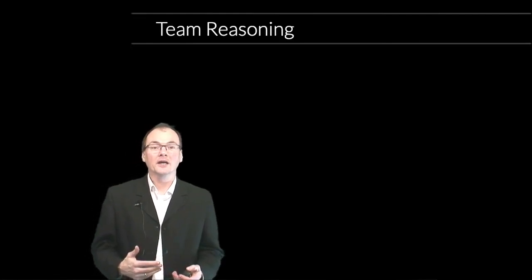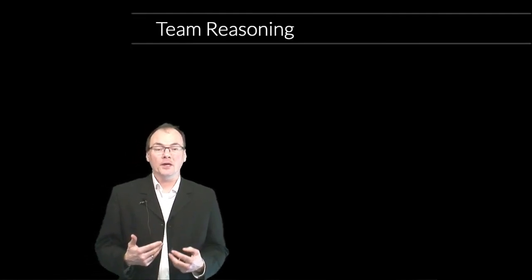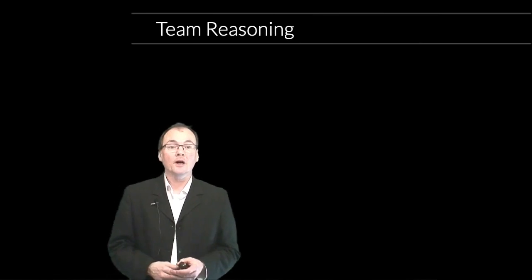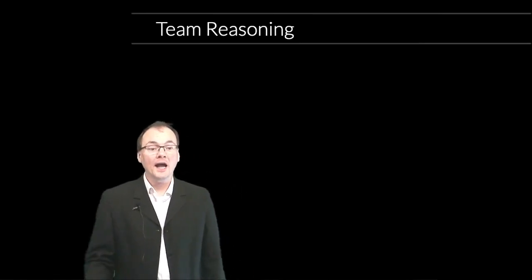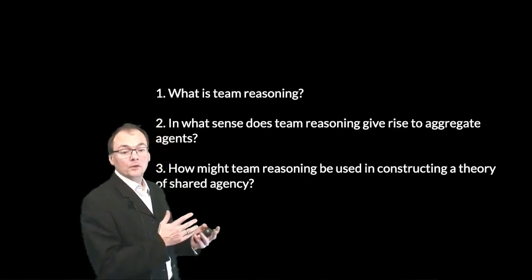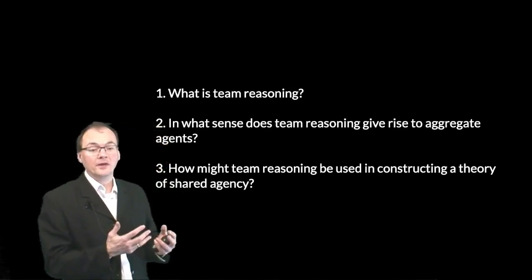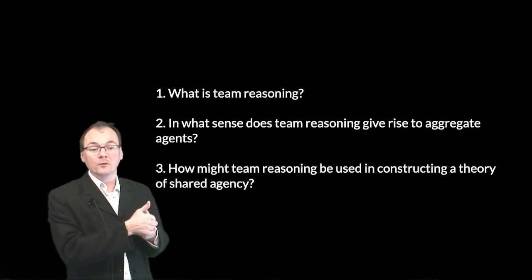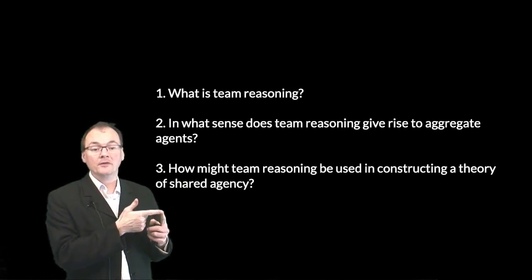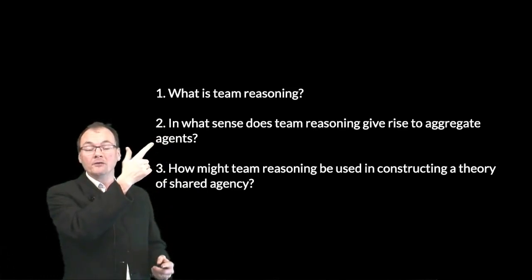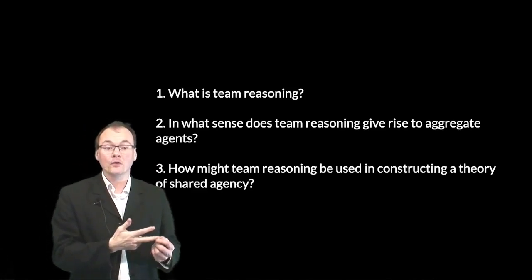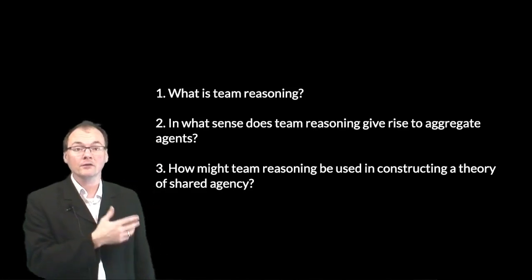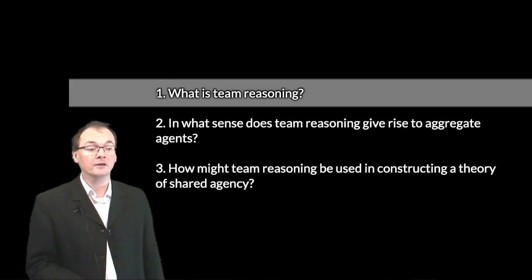Team reasoning is a development of game theory that has recently been of much interest to philosophers thinking about joint action. Now, there are three things that you ought to do if you want to understand team reasoning. You need to know, first of all, what it is. Then you need to have a sense about what it might tell you about aggregate agents, if anything. And thirdly, you might want to know how it could be used or not used in constructing a theory of shared agency or of attacking others' theories of shared agencies.